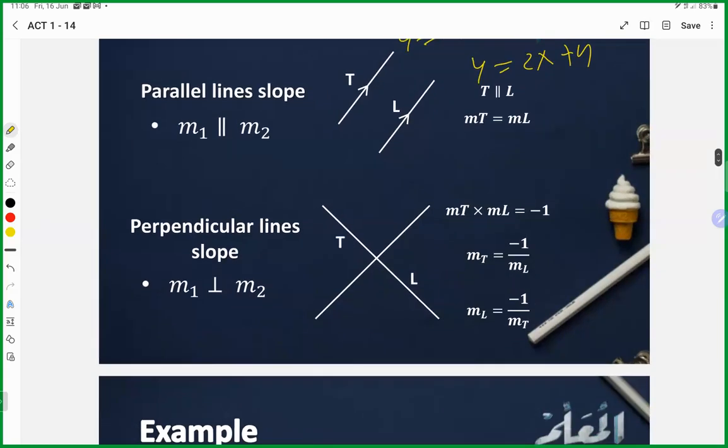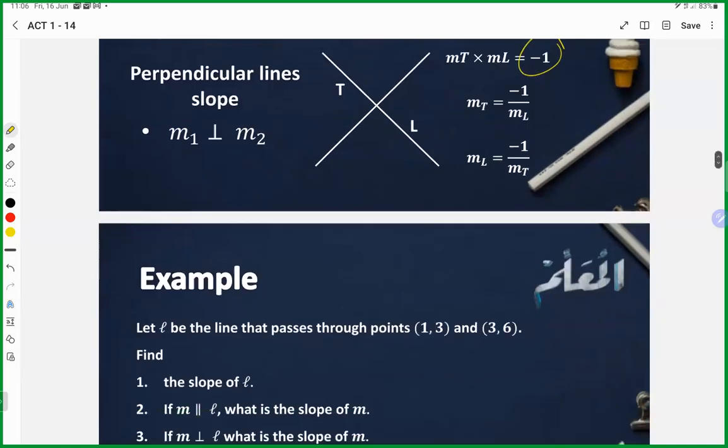What about perpendicular lines? When you multiply their slopes, you get negative 1. So you multiply the slopes with each other, and the answer is always negative 1. Next.